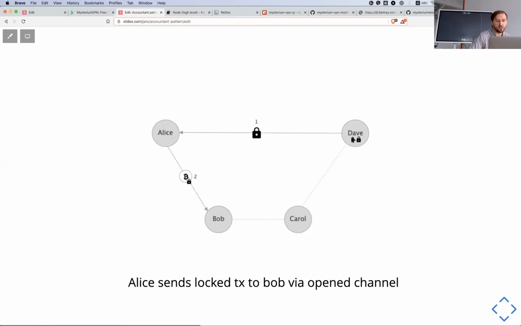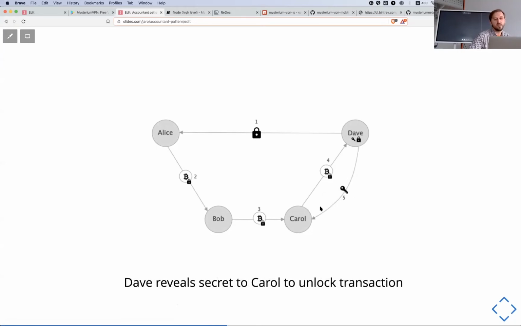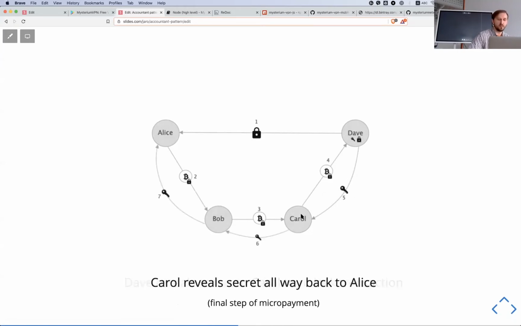So it's a worthless transaction for him. And if he would like to get some reward for this resending, he will send it forward. And then Dave will start revealing this key to Carl, and all of them will reveal back. And then we have a settled transaction. It takes a second or so.